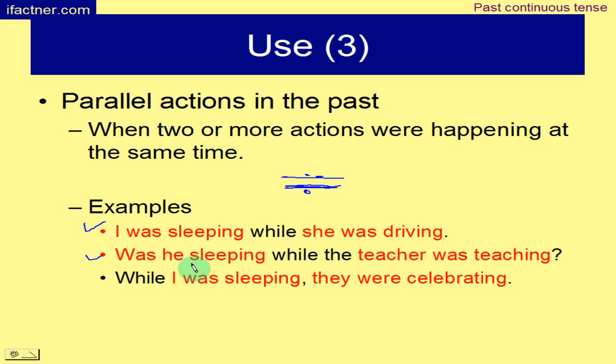Question form: was he sleeping while the teacher was teaching? In the class, the teacher was teaching and the boy was sleeping. At the same time, parallel actions were happening. Therefore, we use past continuous tense. Was he sleeping while the teacher was teaching? And another example is: while I was sleeping, they were celebrating. Both actions were happening at the same time. Therefore, we use past continuous tense.